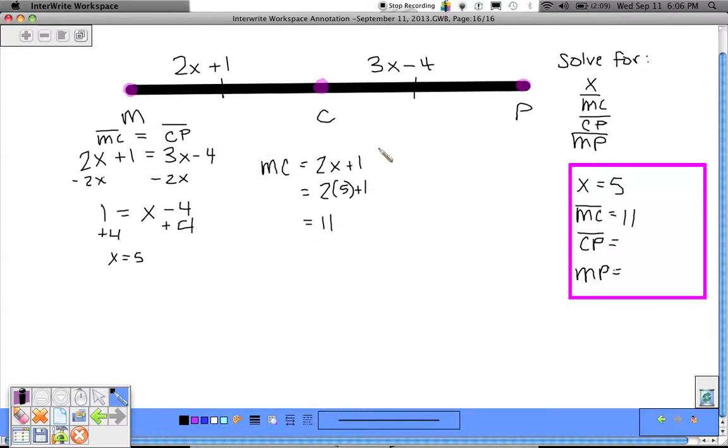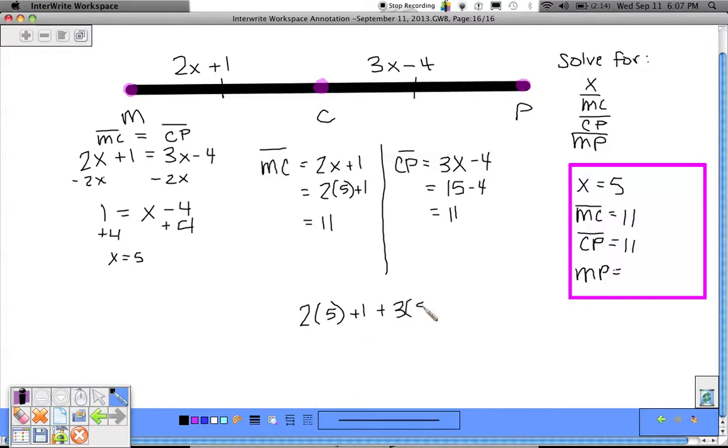And most people think, okay, well now I know what CP is, but I want you to redo the math, because if you're wrong, it'll give you a really good chance to catch it. So CP is equal to 3x minus 4. So 15 minus 4, so that's also 11, which is good. And then for MP, again, just to double check your math, I want you to actually work it through. So 2 times 5 plus 1 plus 3 times 5 minus 4, so that should be 11 plus 11, which is 22.